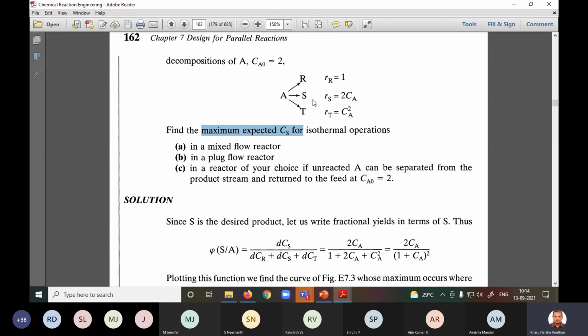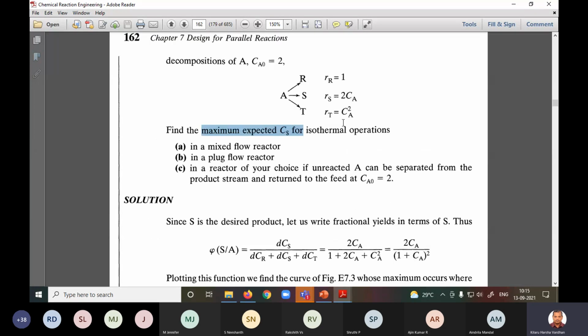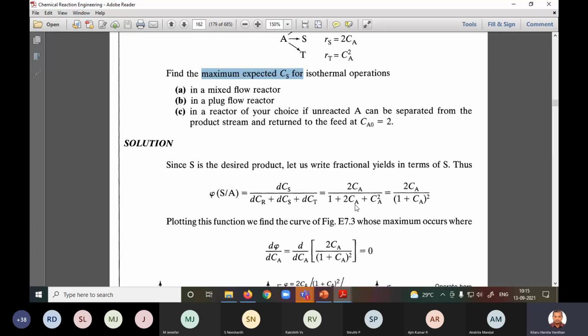Why are we putting S? Because S is the desired. So this is the desired. So S by A is nothing but how much S is formed divided by how much A is reacted. The A reacted is nothing but dCR plus dCS plus dCT. So if you substitute the rates that he gave, 2Ca divided by 1 plus 2Ca plus Ca square. This is nothing but 1 plus Ca whole square, because 1 square plus Ca square plus 2Ca. So instantaneous yield is 2Ca by 1 plus Ca square.